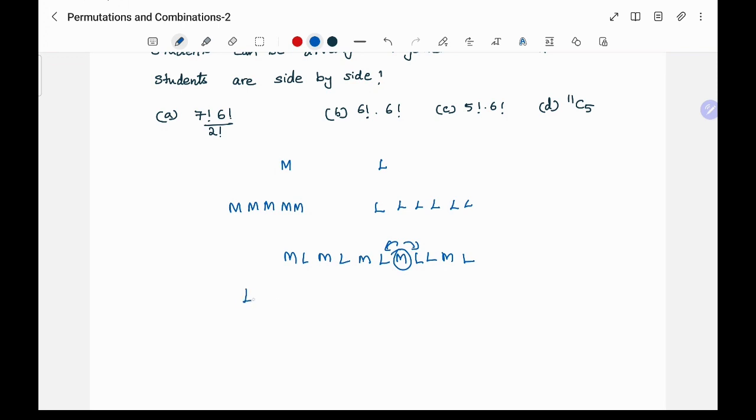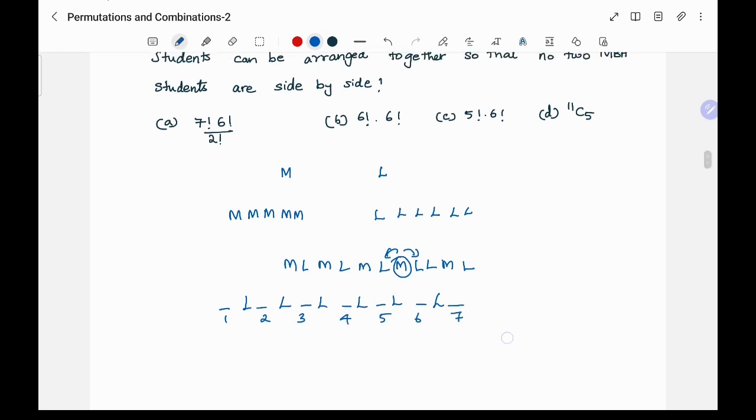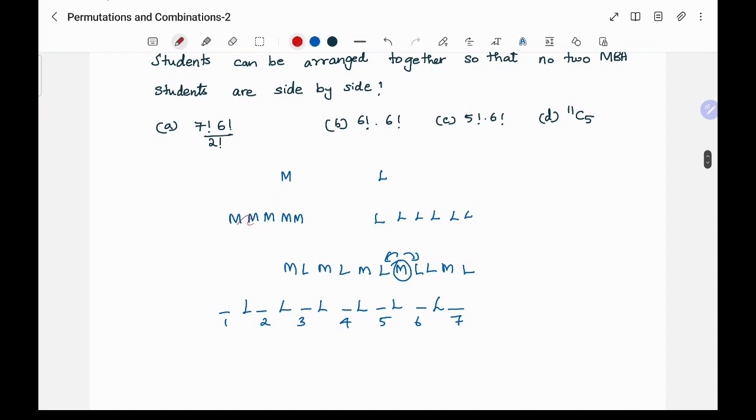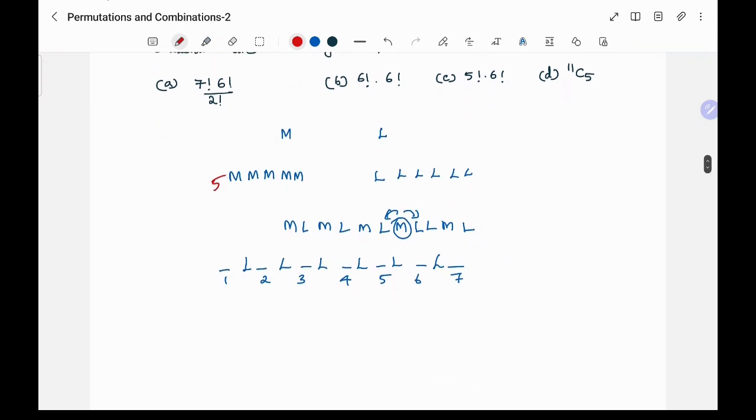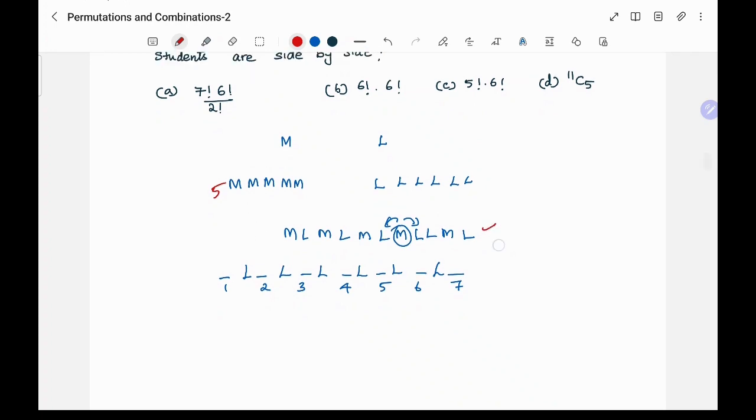So first what I will do, I will just arrange law students like this with a gap in between, 1, 2, 3, 4, 5, 6. So these are the gaps. So there are 1, 2, 3, 4, 5, 6, 7 gaps. So 5 MBA students are there. I'll put them among these 7 places. I'll put them in any 5 of them. So how many ways can I achieve that? So if you put them that way, then this is achieved, right?